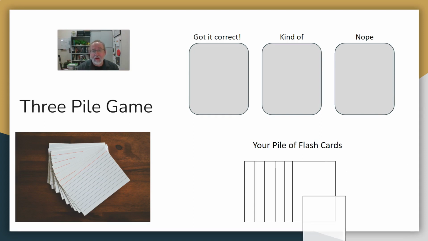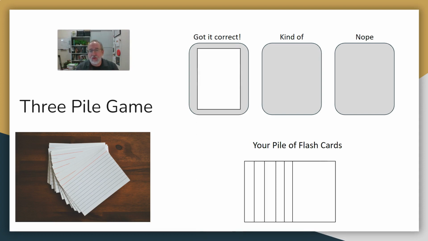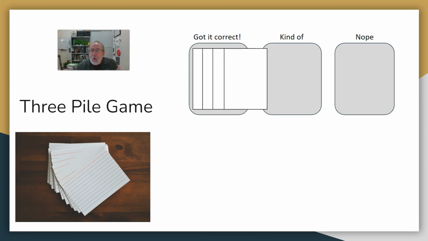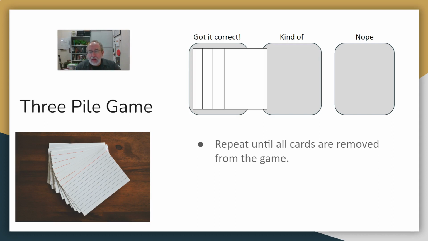So you take your pile of flashcards and you pull one. Got it correct, it goes in the correct pile. Kind of, goes in the kinda pile. Got it correct, correct pile. Nope, goes in the no pile. What you ultimately want to do is get them all in that correct pile, and then you get them removed from the game. So you want to repeat this process till all the cards are removed from the game, okay?